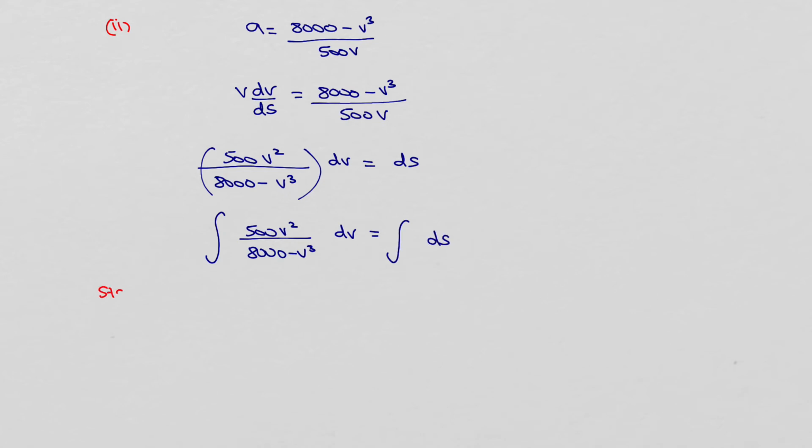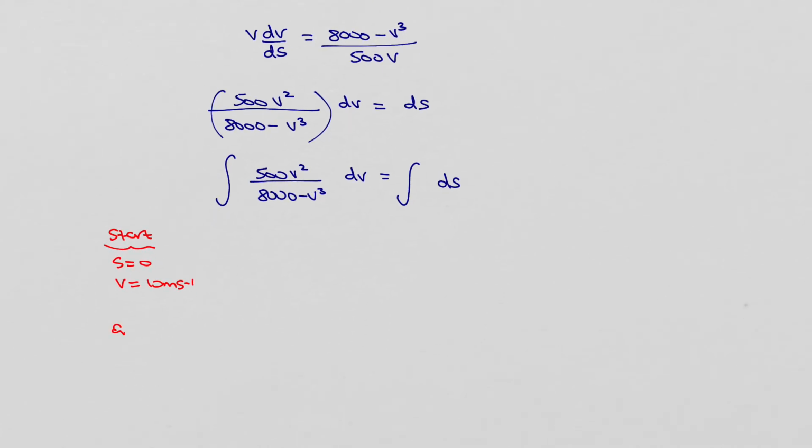So what do we know at the start? Well, at the start we know the displacement would be 0 and the initial velocity is 10. And at our end, our displacement is 69.07 meters and the velocity is going to be v1. So our upper limits are our end limits and our start limits are our lower limits.